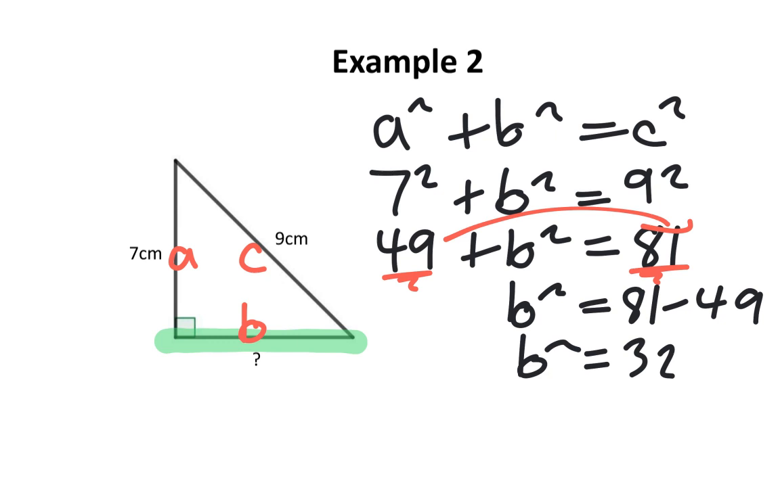So take a look at our last line of work. We want to know what B is, not B squared. Therefore, the opposite of squaring something is square rooting it. And what you do to one side of an equation, you must do to the other side of the equation. Therefore, the square root of 32 is approximately 5.7. Therefore, the length of the leg is about 5.7 centimeters.